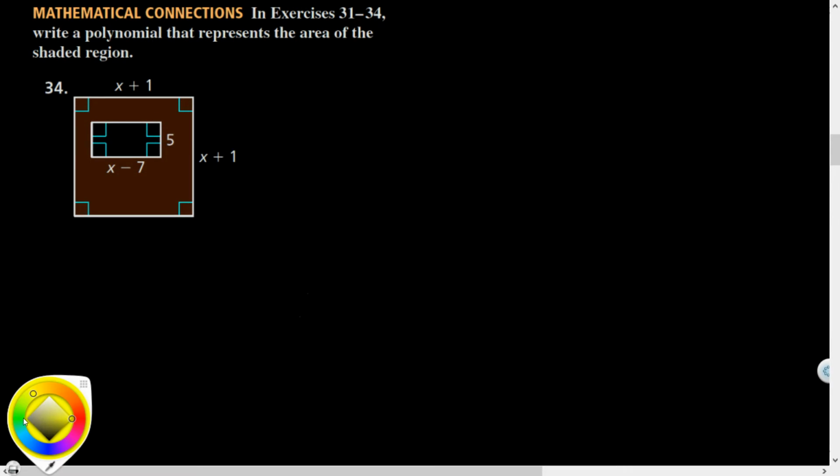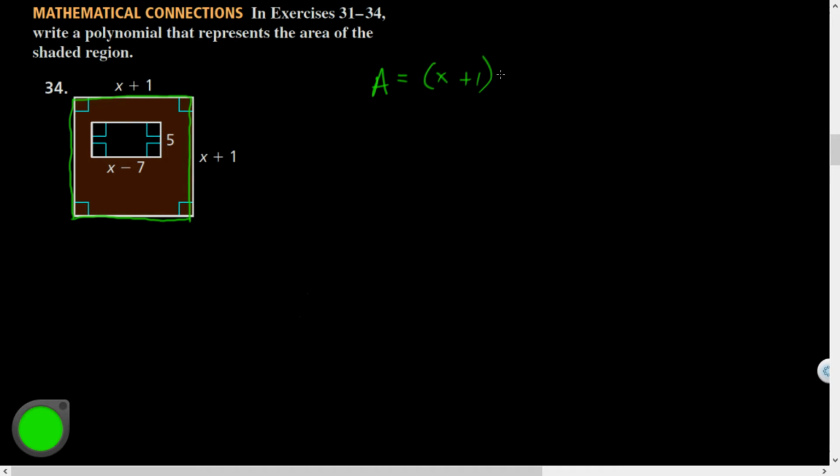Let's see. I'm going to think about this in two ways. I'm going to think of the area of this big square. What's the area of a square formula, by the way? Yeah, length times width. So I'll do x plus 1 times x plus 1. And then I'll end up finding the area of this little rectangle. Right, so the area of that will end up being 5 times x minus 7. And then I'm going to subtract those two areas.